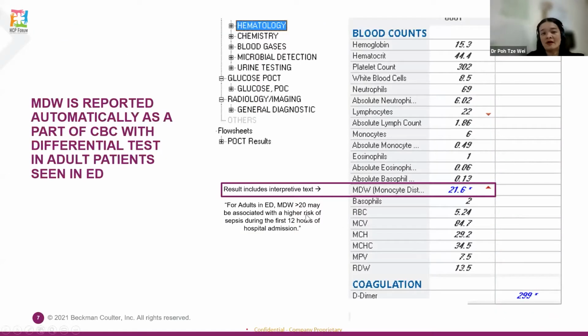So like I mentioned before, MDW is reported automatically as part of the complete blood count differential test in adult patients as seen in the emergency department. And very often we do get the question of, how does MDW look on the patient report? So this is a typical report that you may see, and MDW is just reported as part of the complete blood count differential. So again, this further emphasizes the fact that this information is available with no impact on workflow in the emergency department, and there's also no need to order an additional test. This information is available whether it's above or below the cutoff to help the physician in understanding whether or not this patient may turn septic later on.